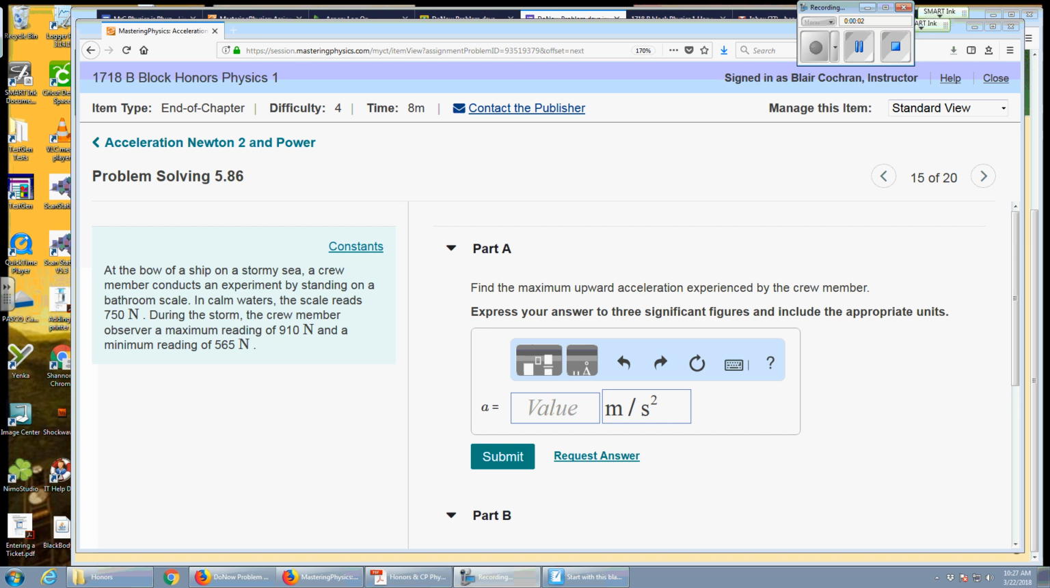Right, so let's start with 15 here, where we've got a ship on a stormy sea, crew members standing on a bathroom scale. Ooh, what do scales measure? No, not weight. Normal force.